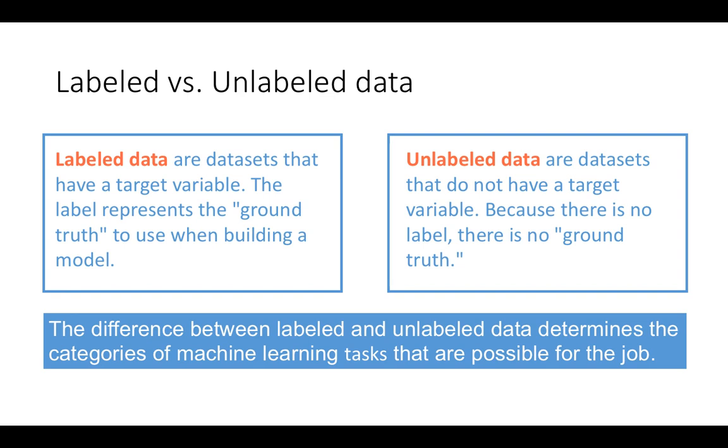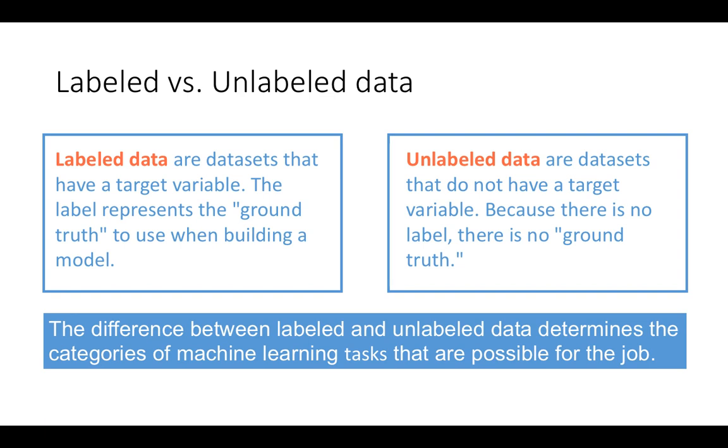What is labeled data? Labeled data are data sets that have a target variable. The label represents the ground truth to use when building a model. So labeled data contains what we call the target variable. We have a set of data and a particular set of independent variables. There is a target variable that is available, and that is given to our machine learning algorithm. So a ground truth has been given. Then if you are handling that kind of data, we call it labeled data.